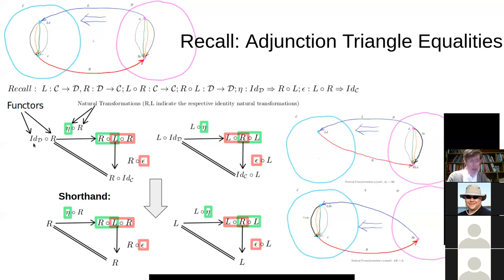So eta applies to IDD. IDD is a functor, and eta turns that functor into this functor. Eta is a natural transformation that turns that functor into this functor, so it just acts on that. This is the identity natural transformation, and it acts on this to give the same thing back. It maps functor to functor here. It's a trivial mapping from that functor R to itself.